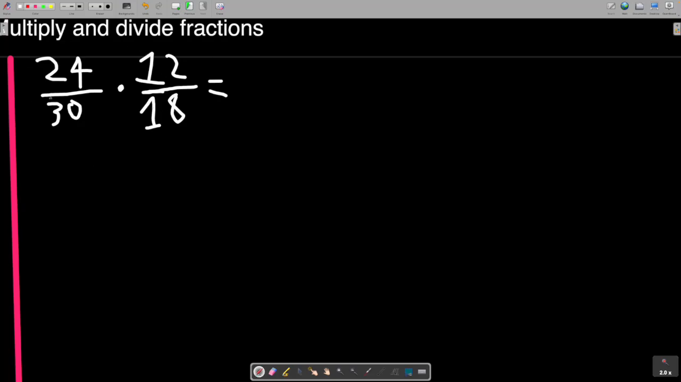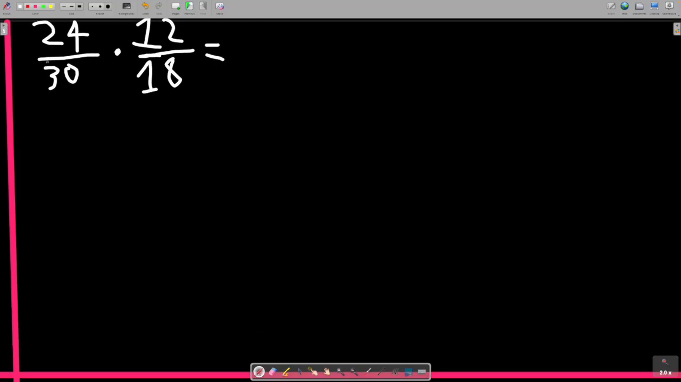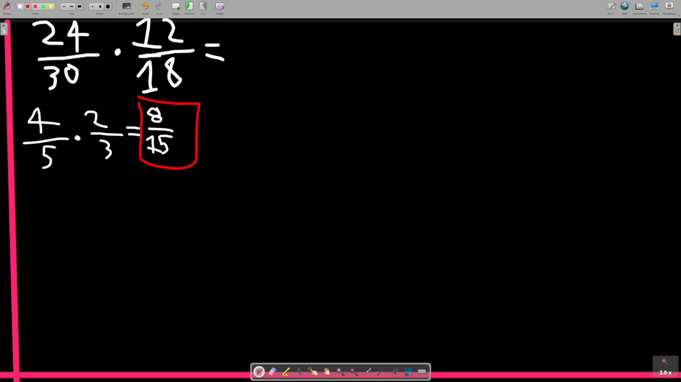So 24 over 30, the greatest common factor is 6. 24 divided by 6 is 4. 30 divided by 6 is 5. And then times 12 over 18. GCF is 6. 12 divided by 6 is 2, and then 18 divided by 6 is 3. And then now we can multiply them. 4 times 2 is 8, 5 times 3 is 15. So 8 over 15 is the correct answer. And it's as simple as that.